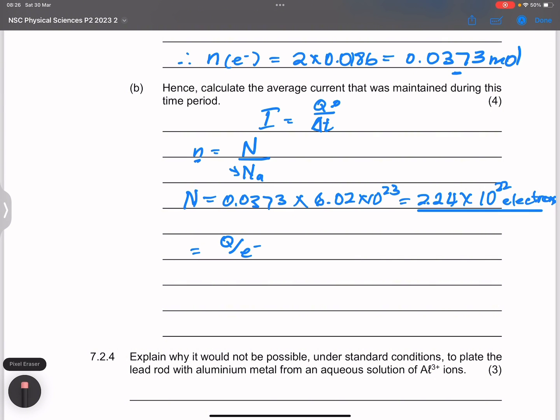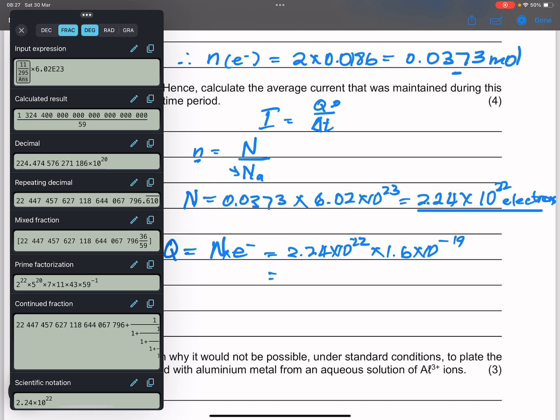So this number n is the charge divided by the unit charge of an electron. So if I want the charge, it's going to be the number of electrons multiplied by the unit charge of an electron. So it's going to be 2.24 times 10 power 22 multiplied by 1.6 times 10 power minus 19, which is the unit charge of an electron, right? Okay, so let's do that.